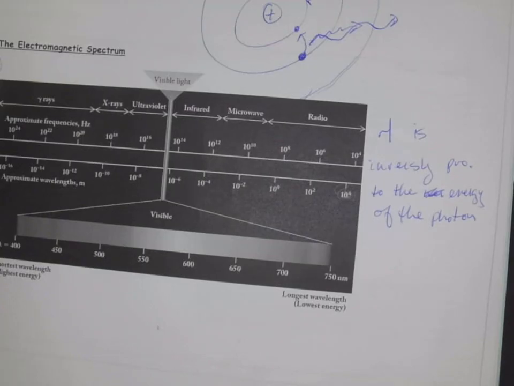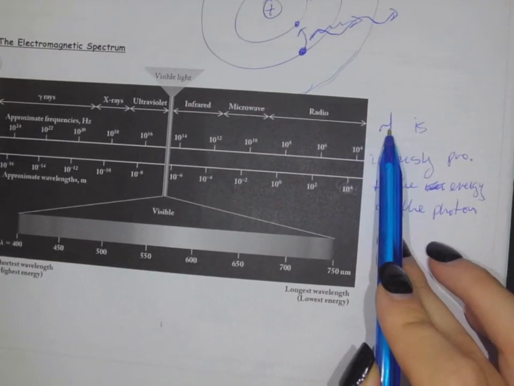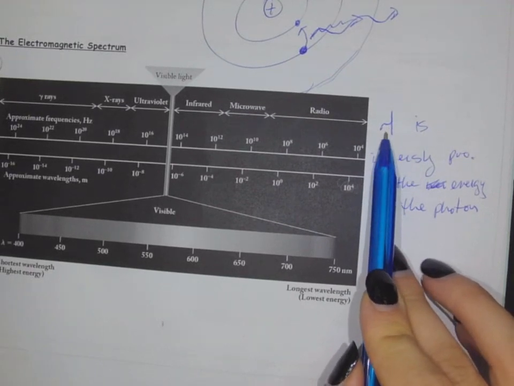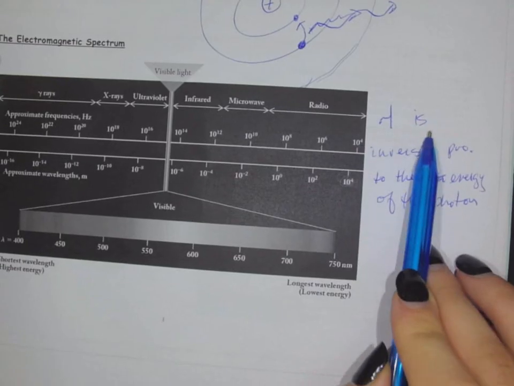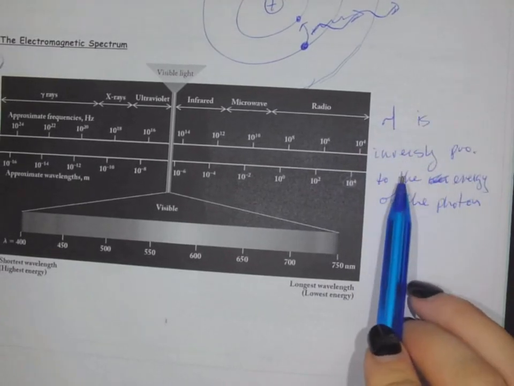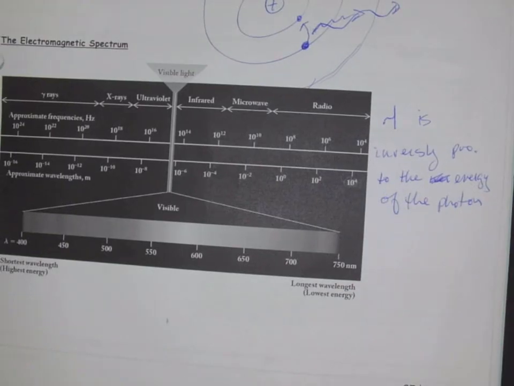An inversely proportional relationship. This is the symbol for wavelength. So here I have written, wavelength is inversely proportional to the energy of the photon. The higher the energy, the smaller the wavelength. The lower the energy, the longer, the bigger the wavelength.